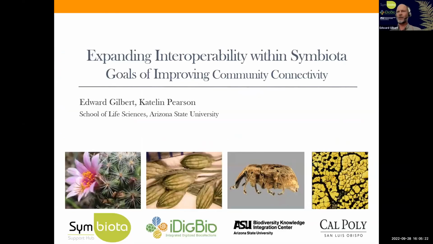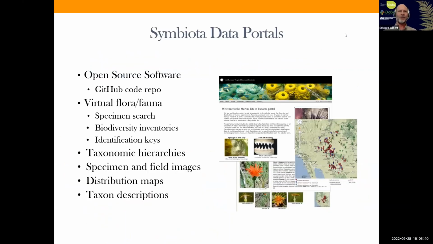All right, I'm going to present on work that we're doing to expand the interoperability of Symbiota, with the goal of improving the community connectivity within the Symbiota community and beyond. So Symbiota is open source software that's available within GitHub, and it's generally used to create occurrence-based biodiversity portals. Sometimes you call them virtual floras, virtual faunas.